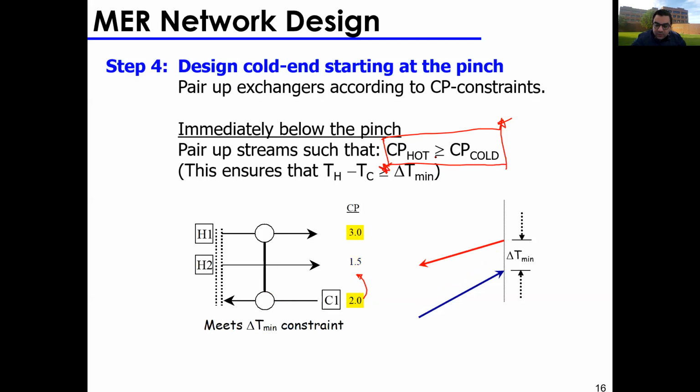I look at the second hot stream, 2 with 3. Is CP hot greater than CP cold? Yes, because if you look at your temperature profiles, you'll find out that the driving force, or delta T minimum, is always maintained. So there's always enough driving force for this transfer to happen. Okay, so once you find the successful pair between the cold and the hot streams, you connect your heat exchange network, you calculate your delta H, and you just do your math.